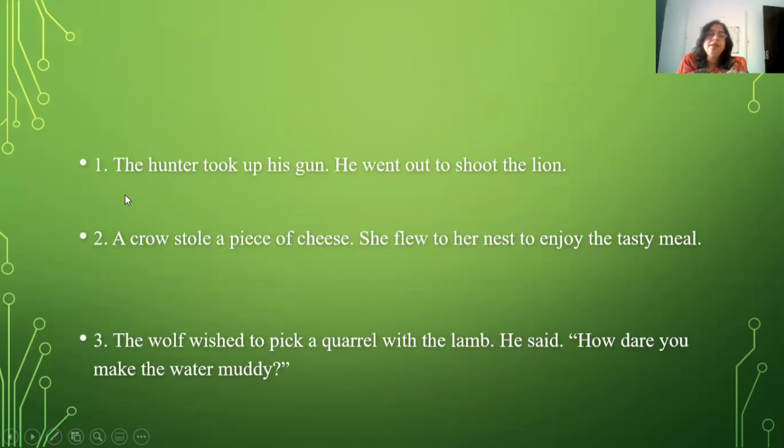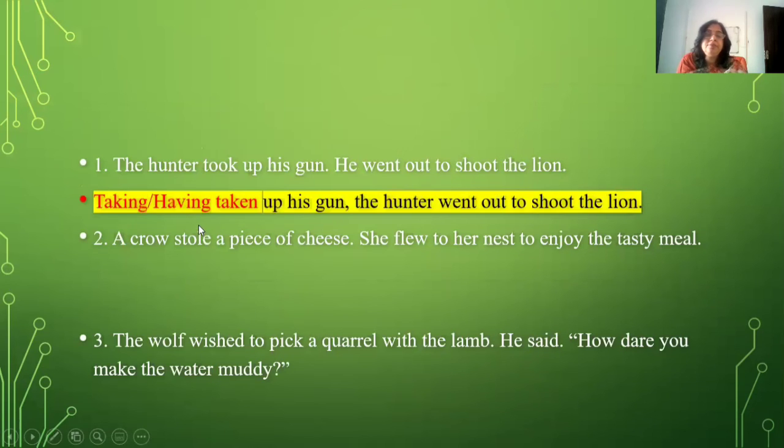Now let us do this. The hunter took up his gun. He went out to shoot the lion. This sentence will be: having taken up his gun or taking up his gun, the hunter went out to shoot the lion.